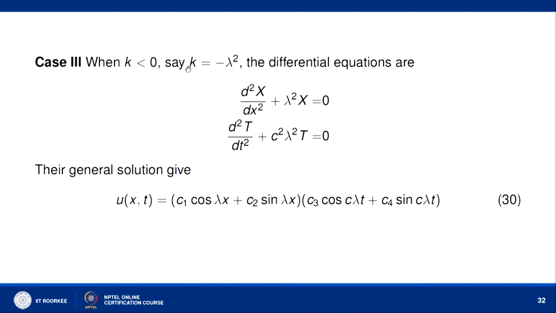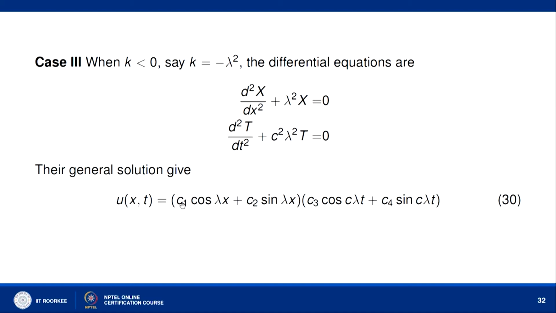In this case let us assume that k is equal to minus lambda square, and the corresponding differential equation is d2X by dx square plus lambda square X equal to 0 and d2T by dt square plus c square lambda square T equal to 0. Here the general solution is c1 cos lambda x plus c2 sin lambda x, and corresponding to this we have c3 cos c lambda t plus c4 sin c lambda t.